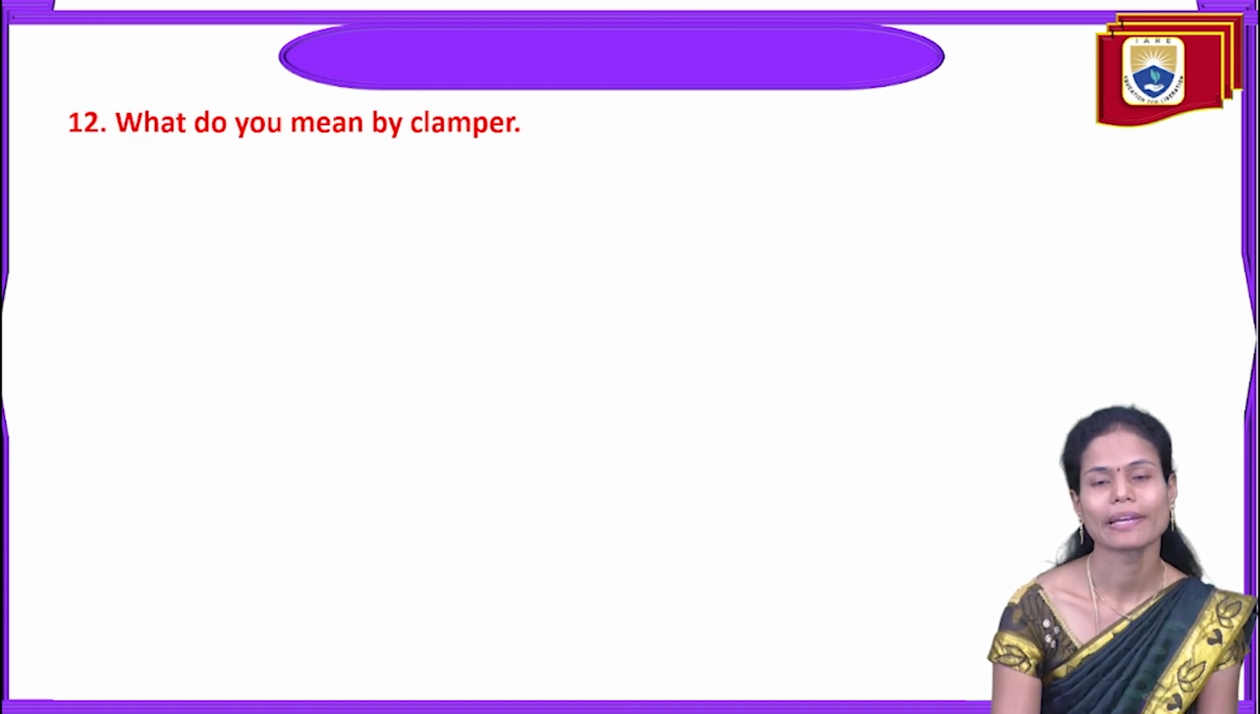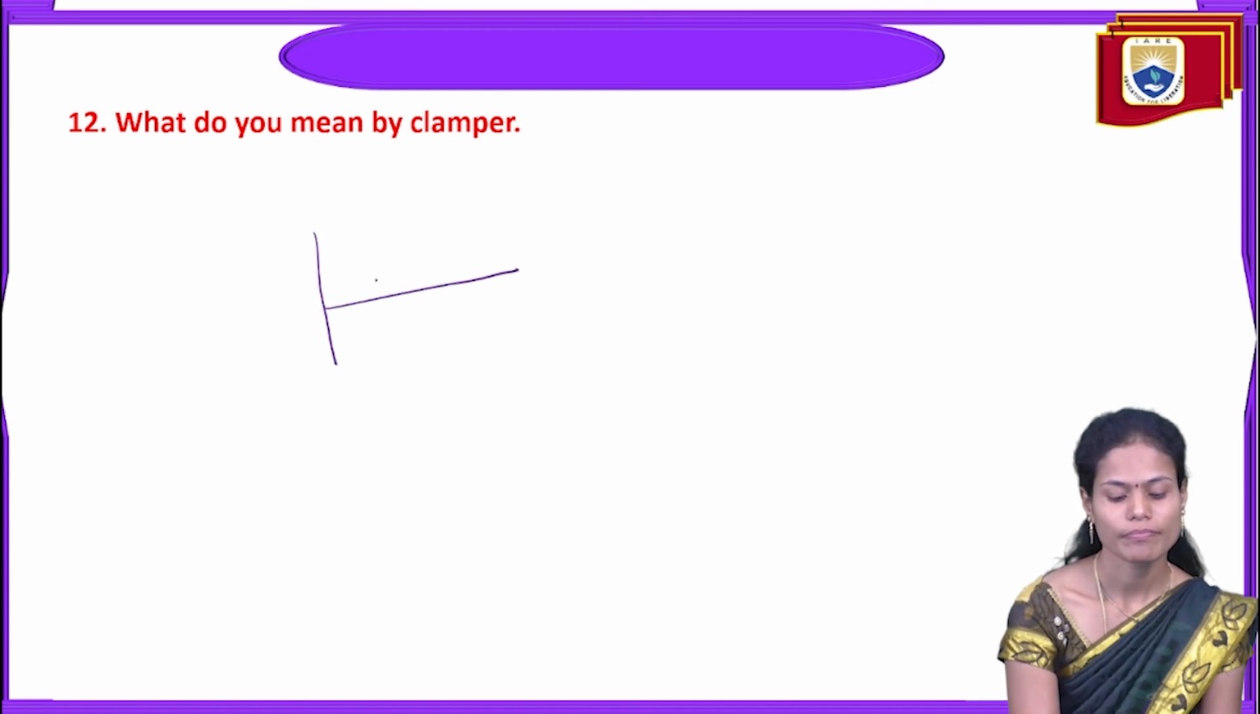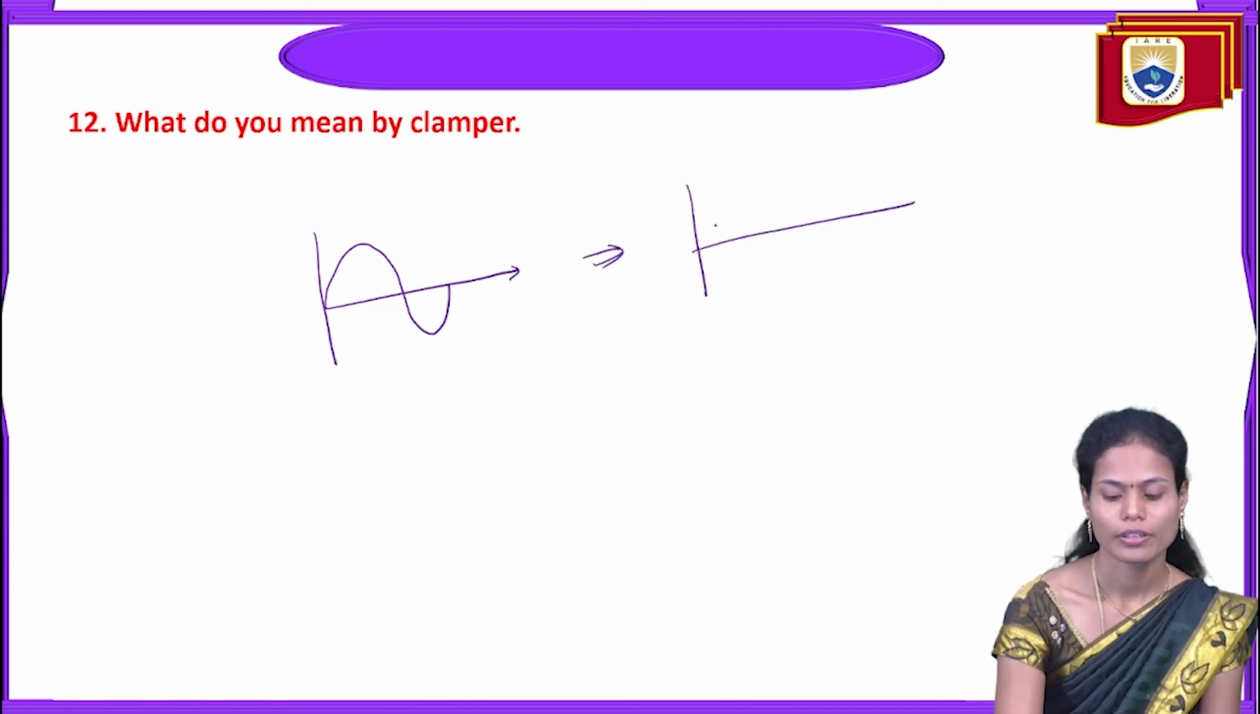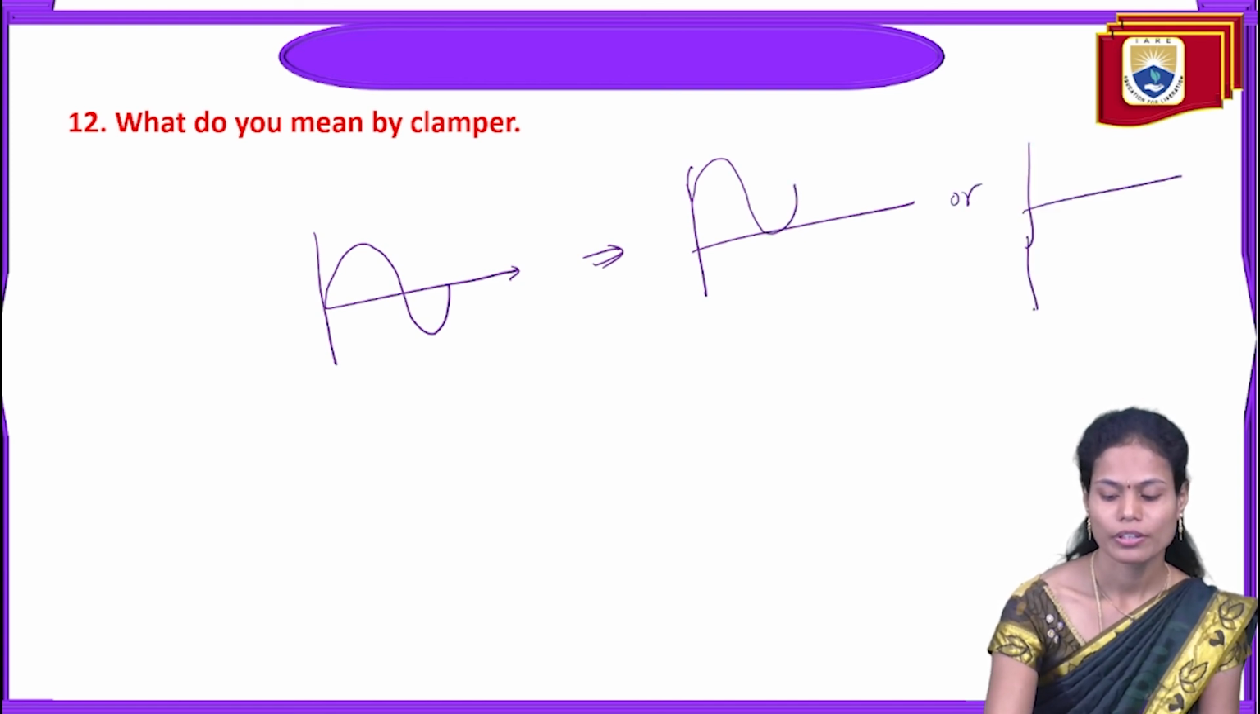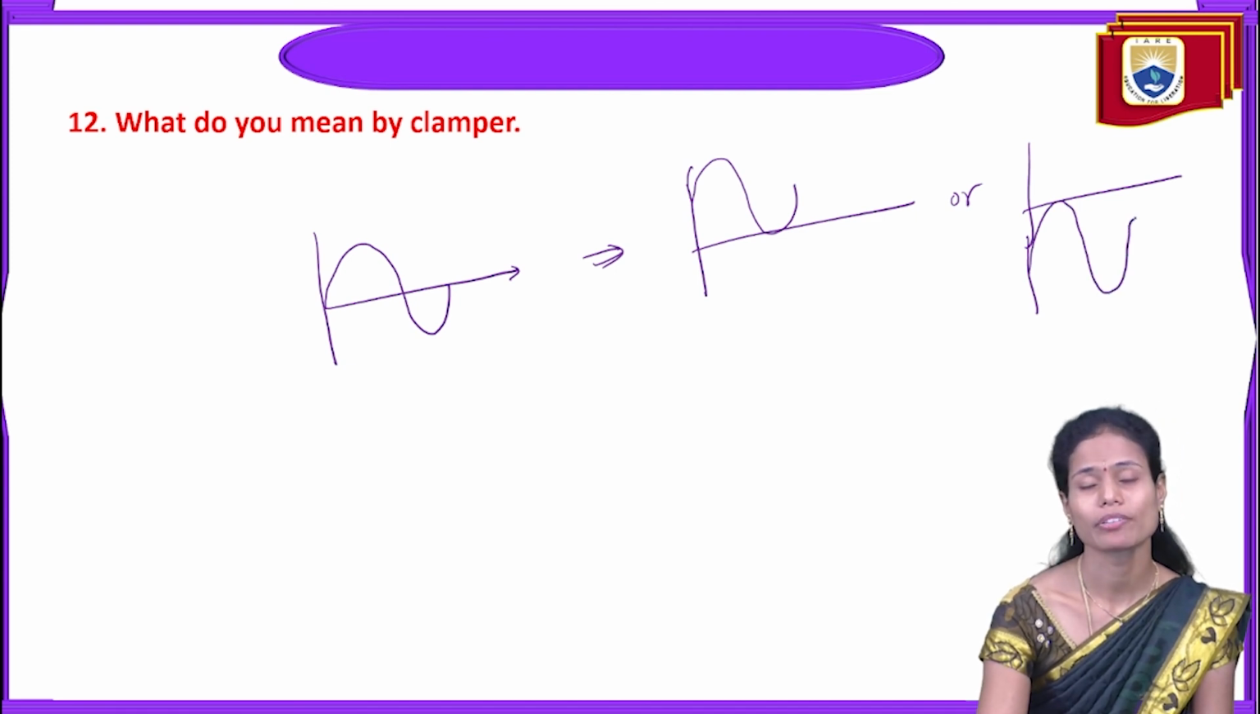And next, what do you mean by clamper? So clamper is a circuit. It will be used to shift the waveform once it is in the origin. So this will be shifted to total above the horizon, or else it will shift total below the horizon. So it will clamp above or below the reference voltage. So that is the basic function of the clamper, that is shift the DC level of the signal.